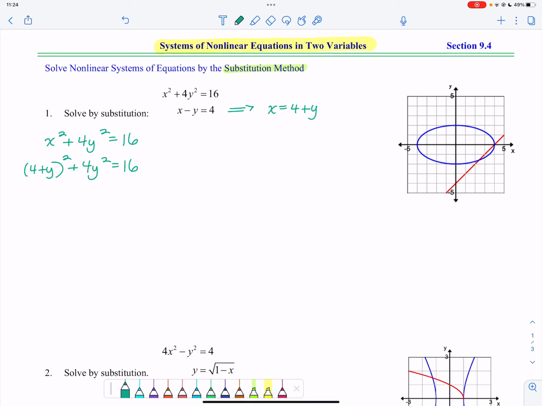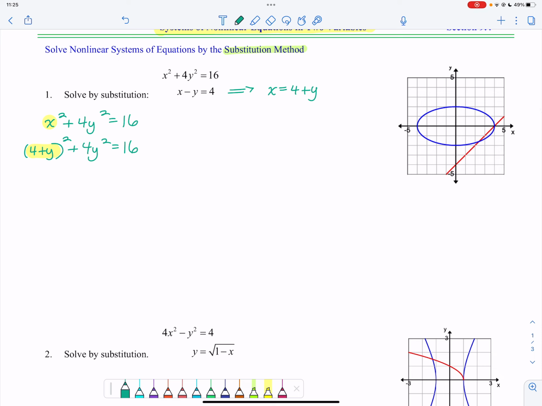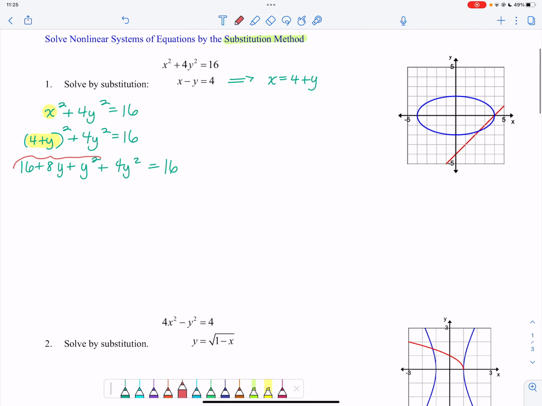And now you can see we just have one variable. So here's 4 plus y, and that is our x. Okay, let's go ahead and square this binomial. We have 16 plus 8y plus y squared. And now we still have our 4y squared equals 16. Okay, and so this is equal to 4 plus y multiplied by 4 plus y.